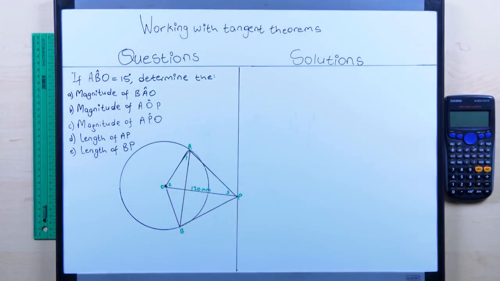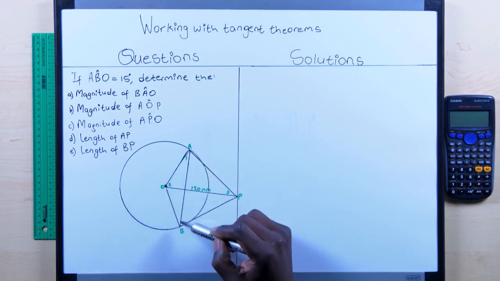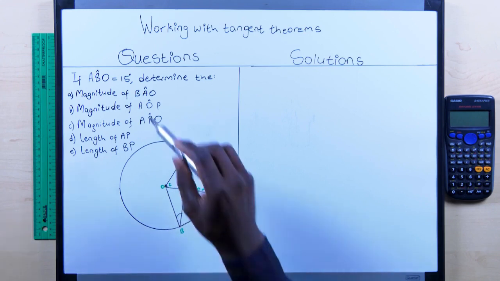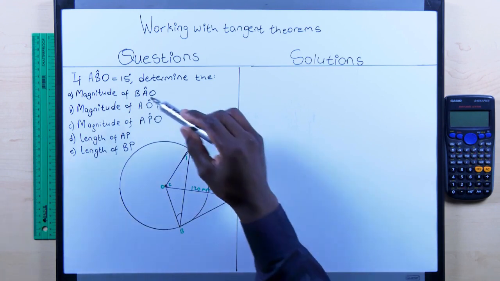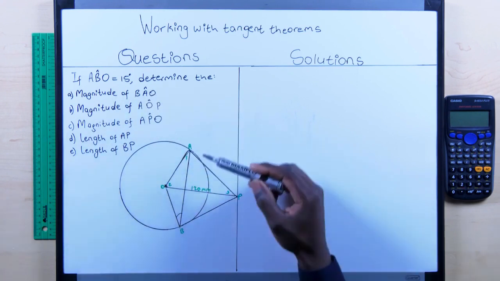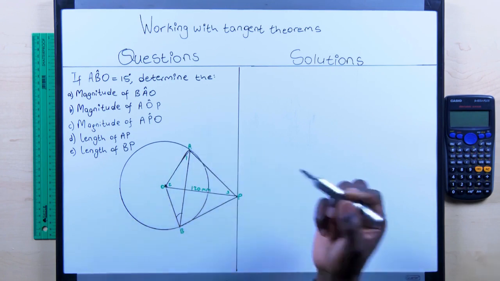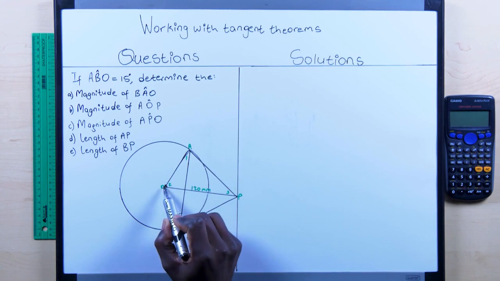If angle B is equal to 15 degrees, which is formed by ABO, so we're focusing at angle B here, determine the magnitude of BAO. So we want the magnitude of angle A. Now it is worth noting that O is the origin.